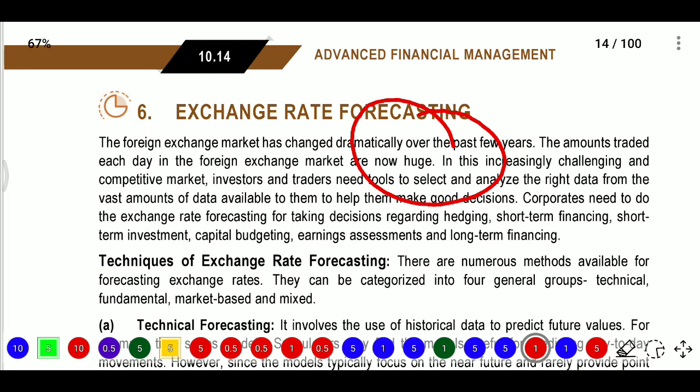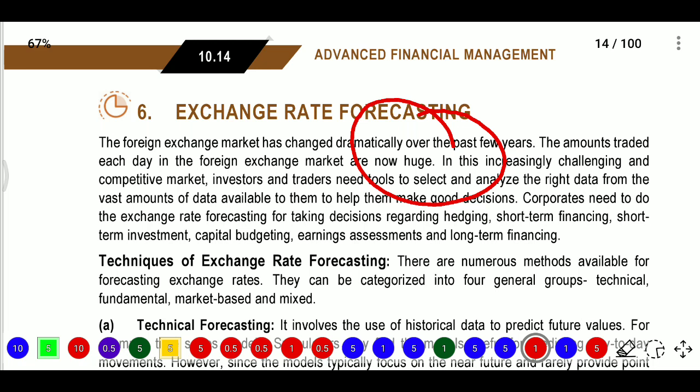Corporates need to do exchange rate forecasting for taking decisions. Why will exchange rate forecasting be done? Because when they perform exchange rate forecasting, they will take proper, good decisions regarding hedging, short term financing, short term investment, capital budgeting, earnings assessments, and long term financing.